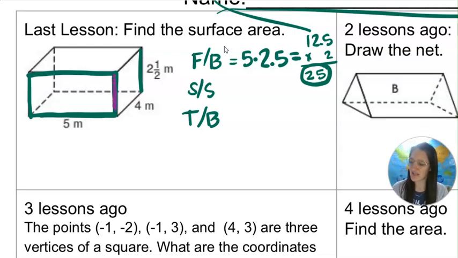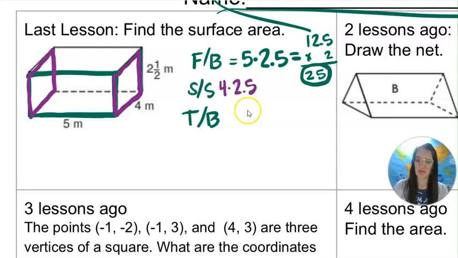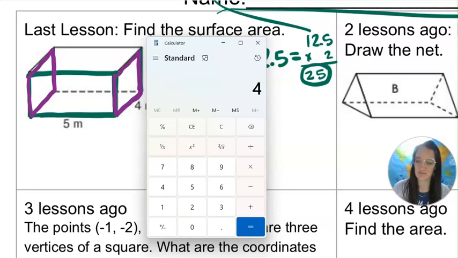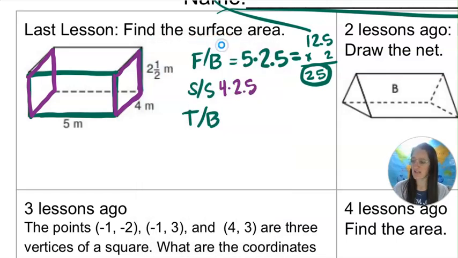My sides right here, there's a side and there's the other side. There's 2 of them. They're the exact same area. And if I look, they're labeled very nicely: 4 and 2.5, which I want to say is 10, but let's try 4 times 2.5. I was right. So we have 10, but that's one side. I'm going to double that and get 20. So the sides together are 20.